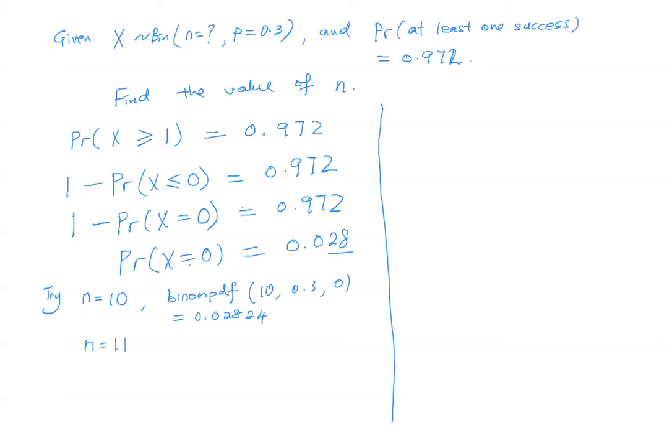I try with 11 and see. You just press second enter, then change the 10 to 11. This one I get 0.01977. So which one is further away, 10 or 11? Which one has a greater difference?